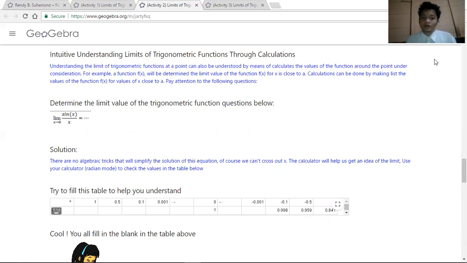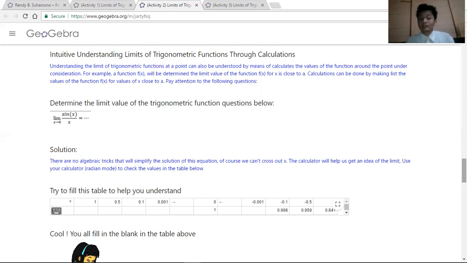Determine the limit value of the trigonometric function in the question below. The limit as x goes to 0 of sin x over x equals what? Solution. There are no algebraic tricks that will simplify the solution of this question. Of course, we cannot just cross out the x. The calculator will help us get an idea of the limit.